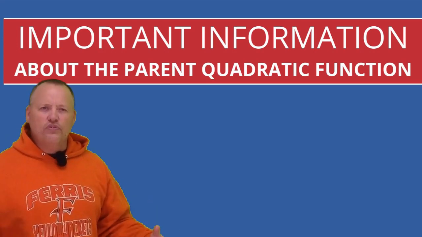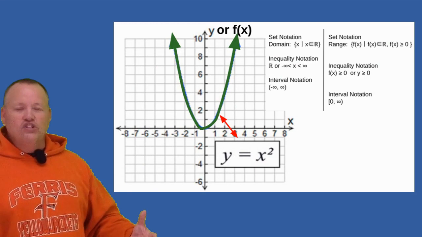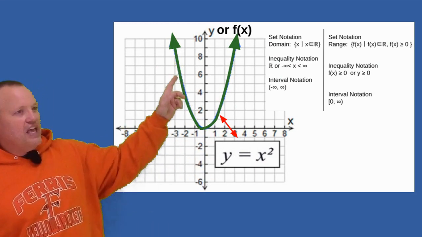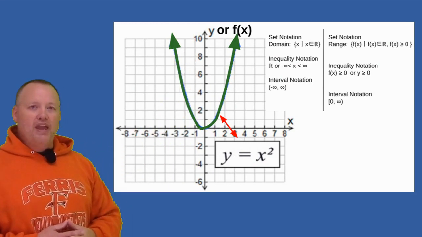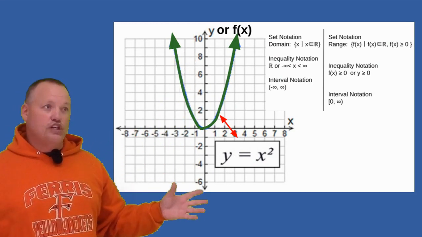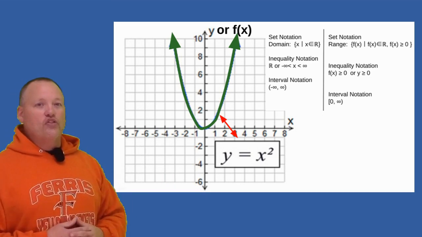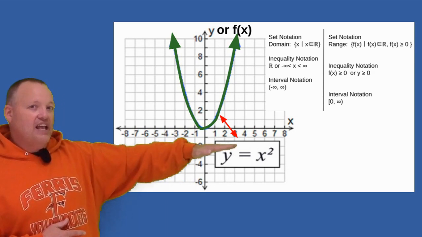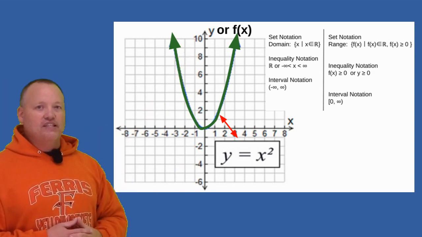So what are the important things that we want to remember? We want to remember the equation. The equation, any x squared equation, if the 2 is the biggest power, produces that U-shaped parabola. We also want to remember that the domain is all real numbers. The domain can be anything. But on the parent function, remember that the range is always going to be at the x-axis or above the x-axis. And that's what makes the quadratic parent function.